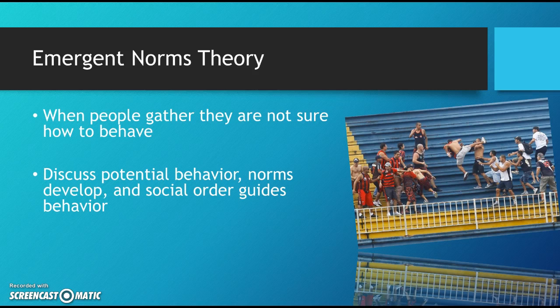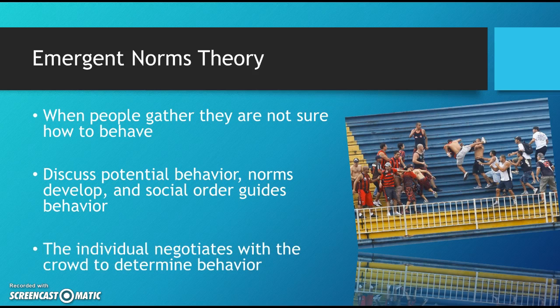And this new social order, sometimes there are hierarchies that are created, sometimes there are implicit and explicit rules that are created, and this new social order that has been negotiated guides behavior. So, emergent norms theory doesn't focus on the crowd or the individual, but what happens when people interact in crowds. And they argue that when people interact in crowds, they come up with a set of norms and a social order that people follow.